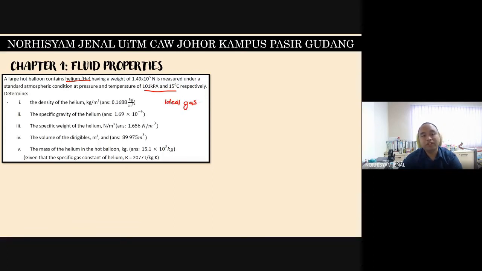All right, first, how do you find out the density? Okay, hot balloon, we have the weight. We have the temperature also. We have the pressure over here. Okay, so first, before we go further with the calculation, please check on the gas constant here. All right, the gas constant over here is given to you in terms of joule per kg K.